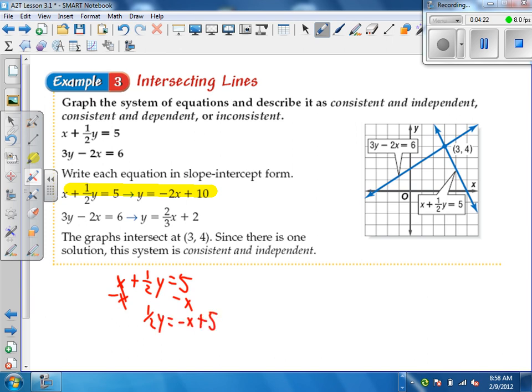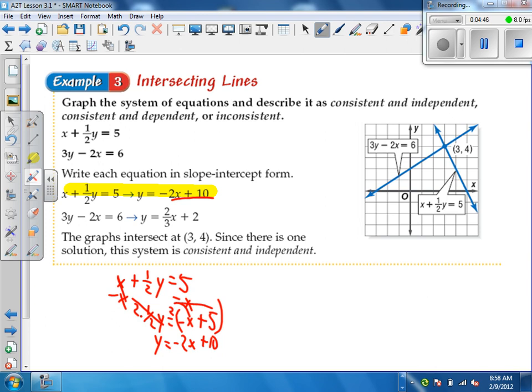Now, when it's a fraction times it, I always multiply by the reciprocal, so I'm going to multiply by 2. So I multiply this side by 2. Notice there were two terms, so I put it in parentheses. So it's y equals negative 2x plus 10, which is what they have right here. You multiply by 2 or distribute to both terms, or multiply every term by 2.